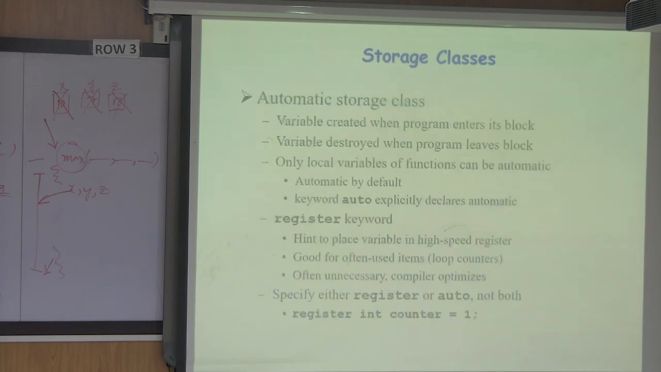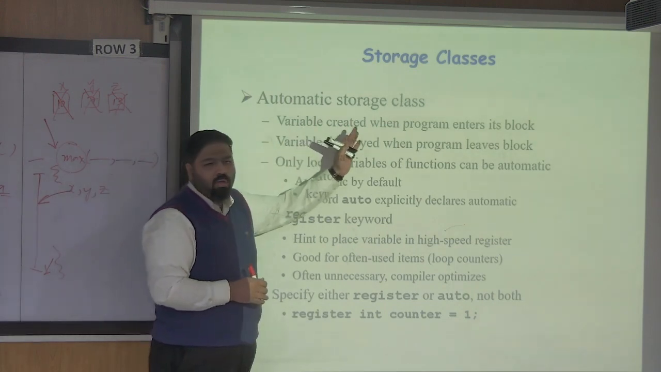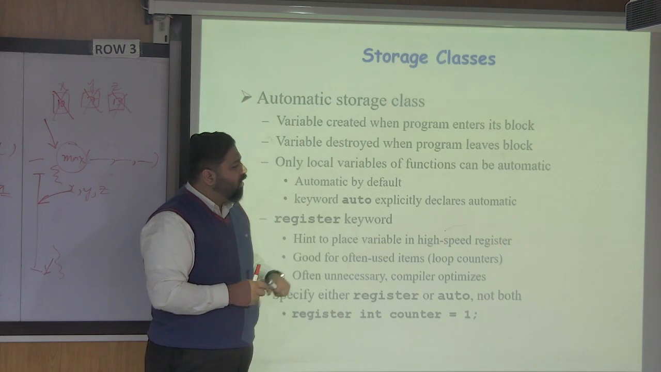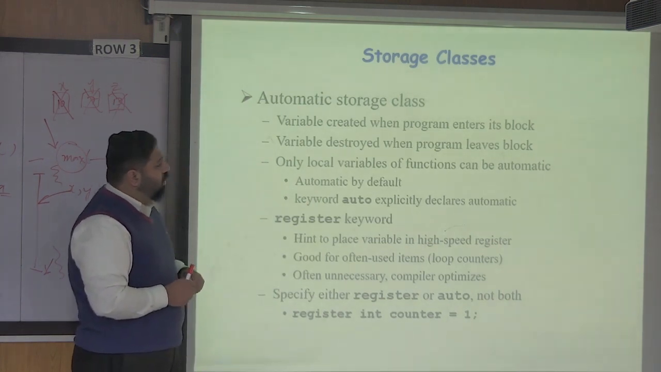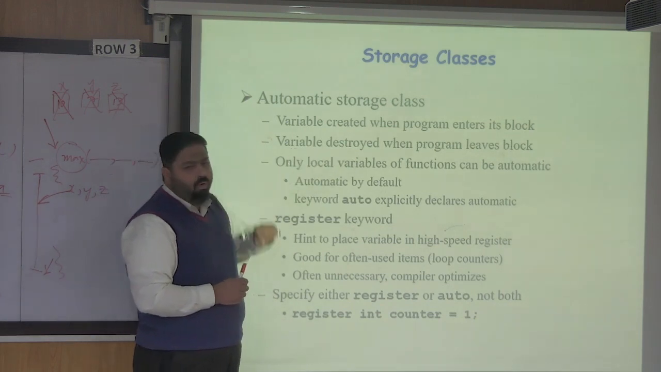And the concept which we have just discussed, whenever control enters the block, variables are created, and whenever the control leaves the block, the variables are destroyed. It is called automatic storage class, meaning it is happening automatically. Now if we have a look at the statements, we can see in the book: variables are created when the program enters the block.